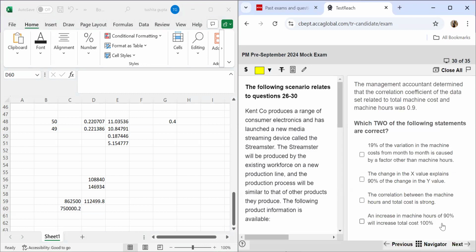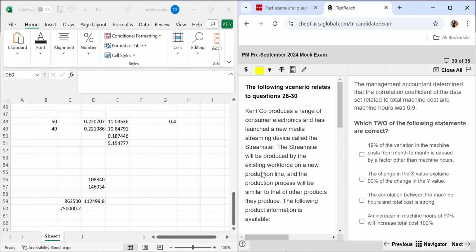Moving to the last question that we have, the management accountant determined that the correlation coefficient of the data set relating to the machine cost and machine hours was 0.9. Which two of the following statements are correct? So the first statement talks about the variation in the machine cost from month to month is caused by a factor other than machine hours.